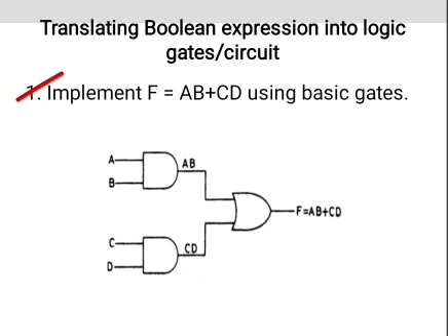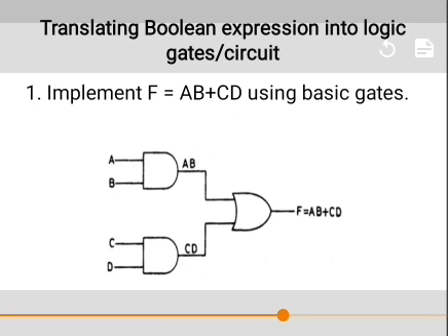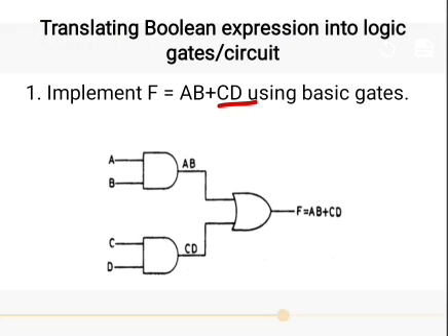First, we must do the AB, that means A into B. A into B means multiplication, so we must use the AND gate. So A and B are the input. What is the output? The output of the AND gate is A into B. Next, we will do the CD. C and D are the input. CD is C into D. So we must use the AND gate, because of the multiplication.